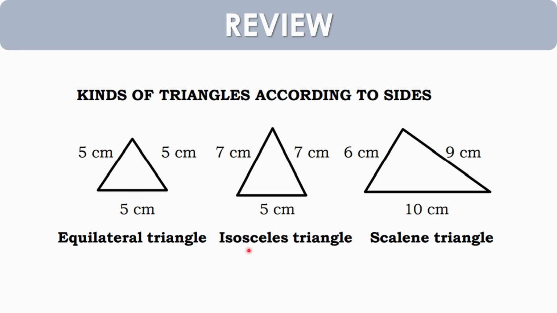We also have the isosceles triangle. Notice that two sides are the same and the other one is not. An example is 7 centimeters, 7 centimeters, and 5 centimeters. And we also have the scalene triangle. Notice that the sides are all different. We have 6 centimeters, another side is 9 centimeters, and the other side is 10 centimeters.